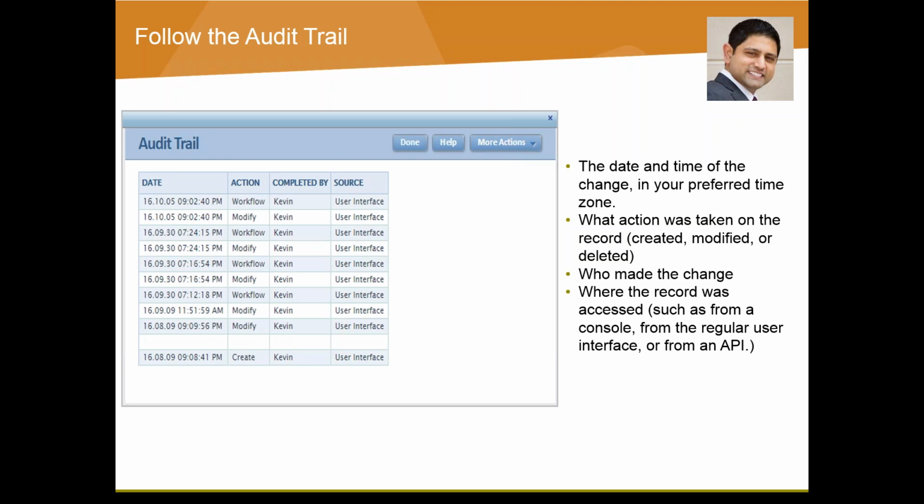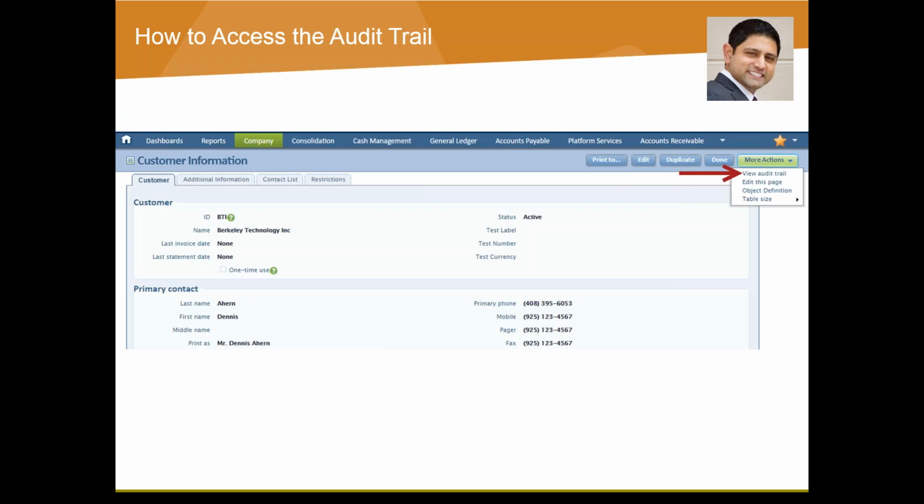Typically you'll look at audit trails for transactional records, and you'll be able to see exactly what has been updated. So nice to not have to go to a log. You can actually see it pretty much on demand. How do you get there? Well, you can go into more actions and actually view that audit trail, and you can then see exactly what happened with that transaction, and get the rundown.